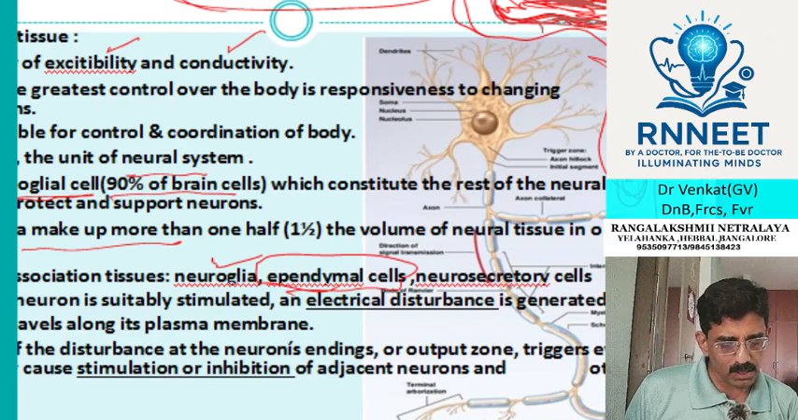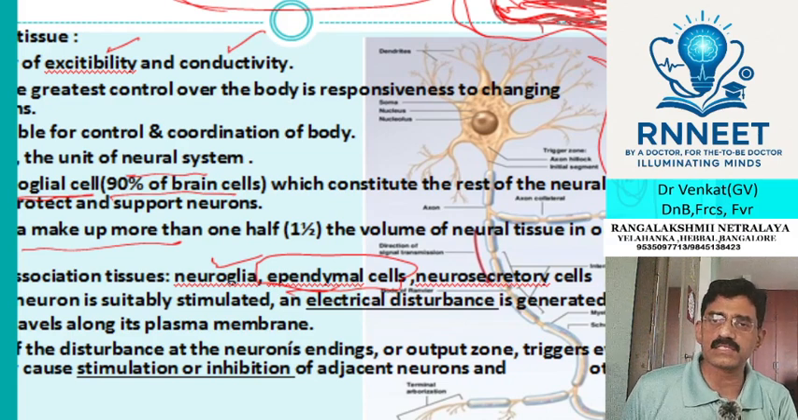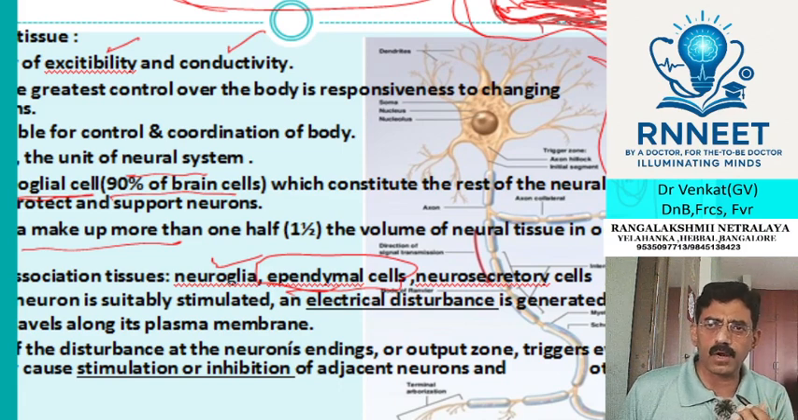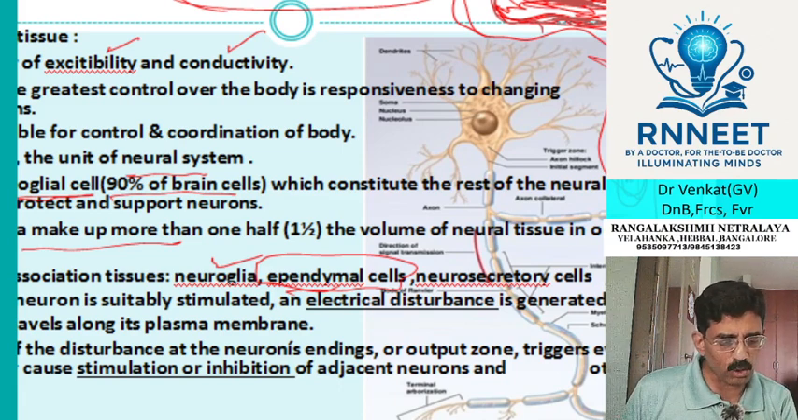And also neurosecretory cells. There are other cells which help to secrete a lot of hormones, and these are called the neurosecretory cells. So all these actually surround the neural connective tissue.